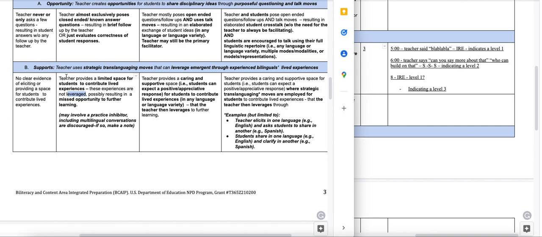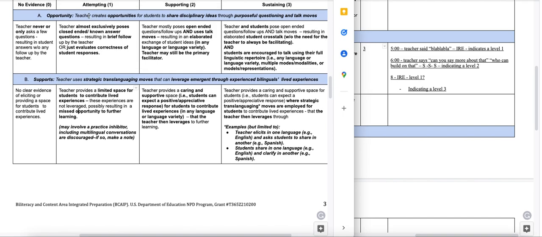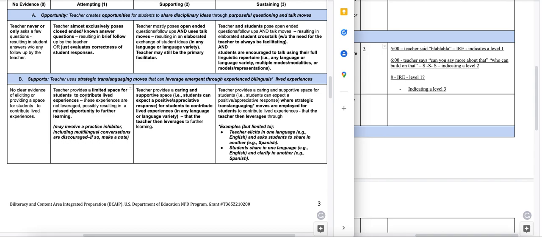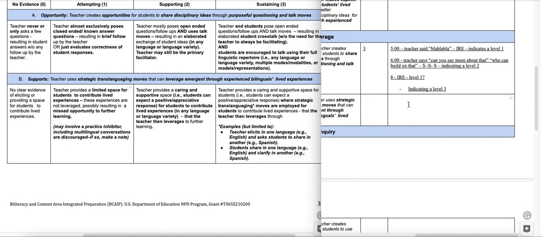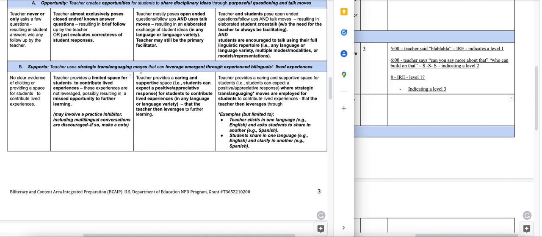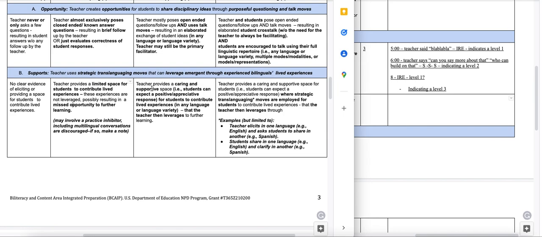But they're trying, right? They do something. They recognize like, oh, they're supposed to draw on lived experiences. They're trying. That's going to get them up to the attempting level. Once you get to this, you know you're at this level. You would again write down whatever evidence that indicated that you were at a level 1. And then you would start looking for level 2 evidence.